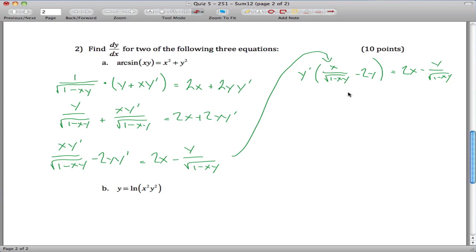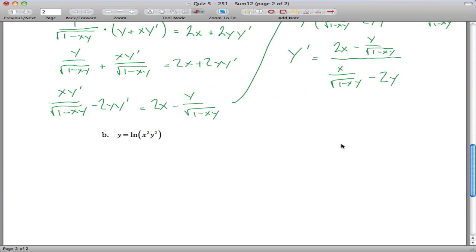And then I guess just divide both sides of the equation by all this mess on the left. That'll give you an improper fraction. So we could simplify. Maybe I will. We'll see. But it'll at least give us the right answer. So we're dividing both sides of the equation by this thing. So down on the bottom I have x divided by the square root of 1 minus xy, minus 2y. So this right here is the answer.